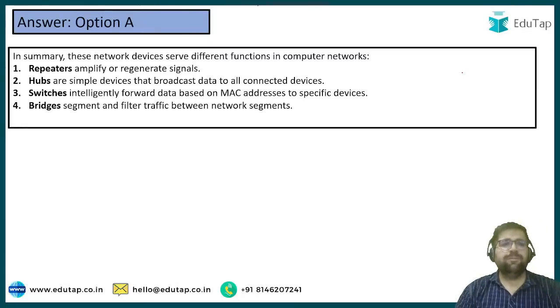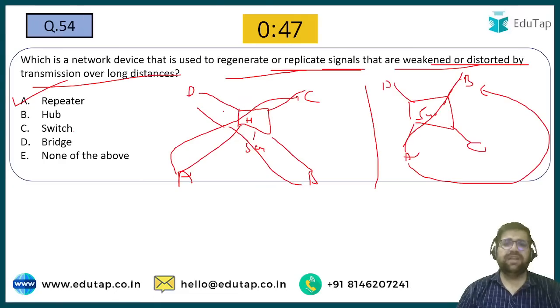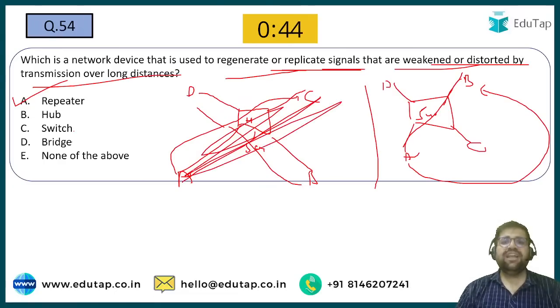Now, these are your different kinds of components which you can remember: repeater, hubs, switches, bridge. A bridge segments and filters the traffic. For example, if you install a bridge, then for all the communication between A and C, the bridge will filter out which communication is important and which communication is not important.